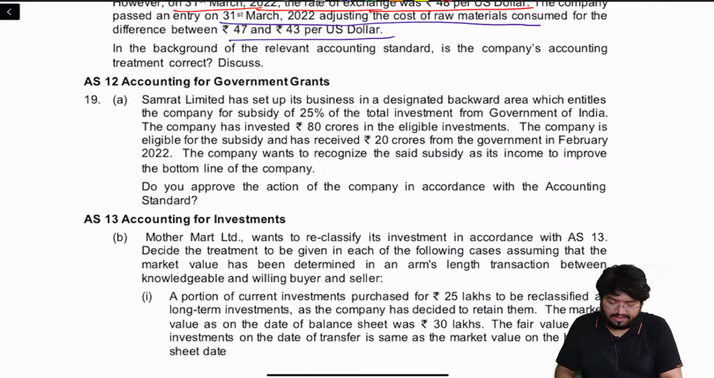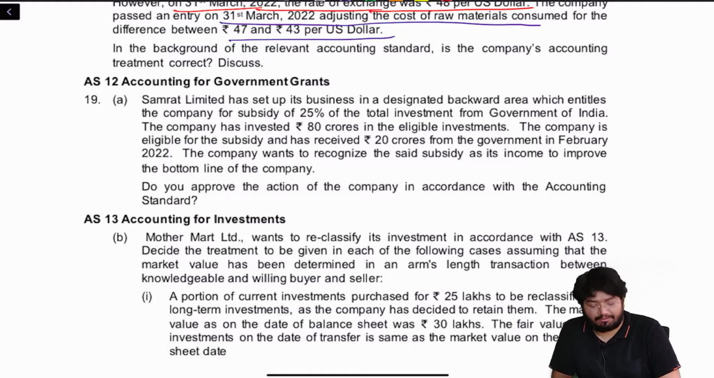Government grants. Please see. Samrat Limited has set up its business in a designated backward area which entitles the company to a subsidy of 25% of the total investment from Government of India. The company has invested 80 crores in the eligible investment. Company is eligible for subsidy and has received 20 crores from government. The company wants to recognize the said subsidy as its income to improve the bottom line of the company. Do you approve the approach? Do you approve the action of the company in accordance with this standard?